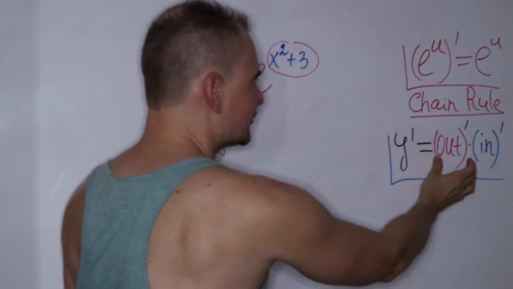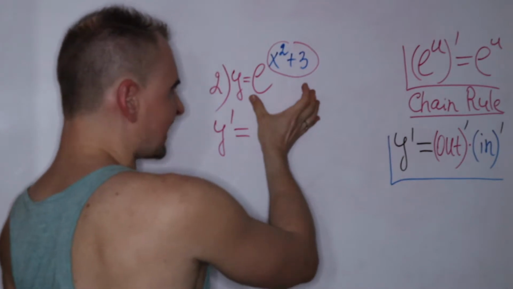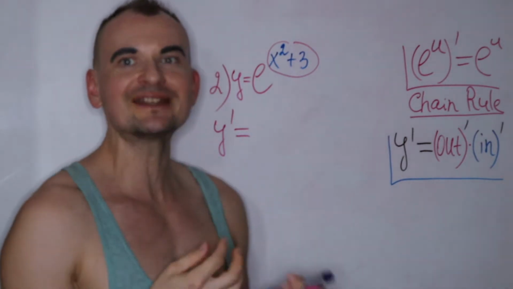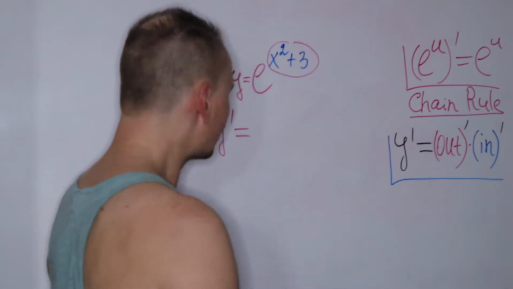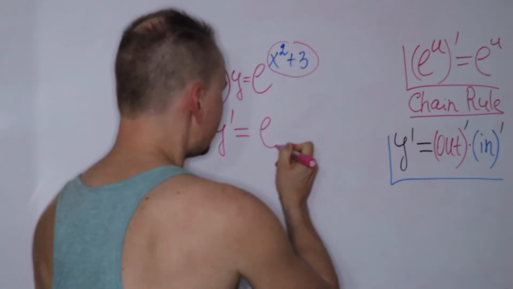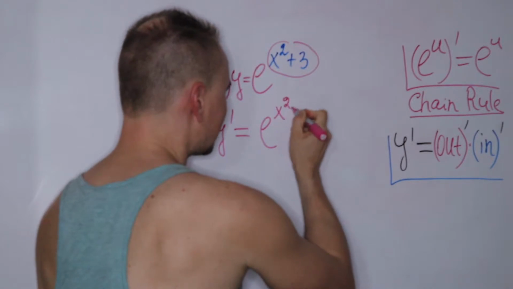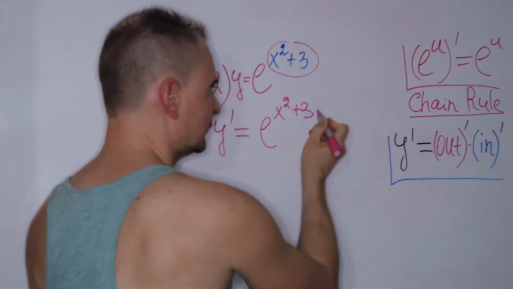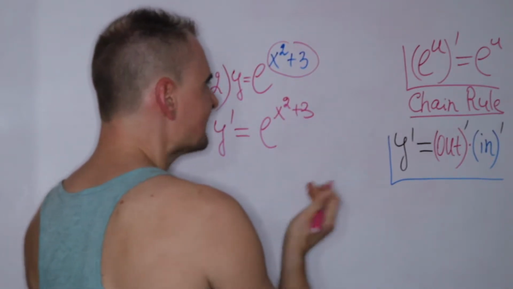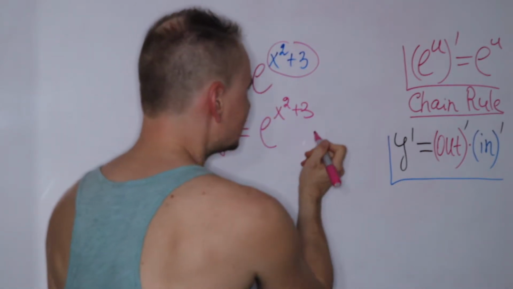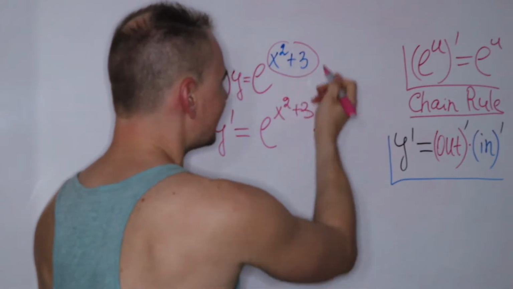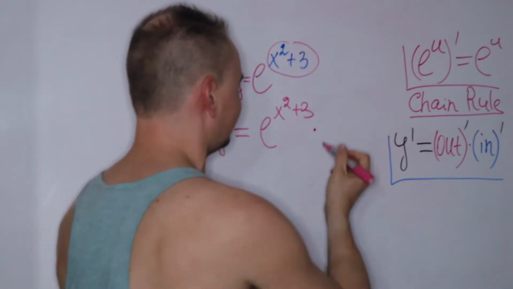So the chain rule says you need to take the derivative of the outside function. Your outside function is the exponential one, so it's e to the power. So it's going to be the same. It's going to be e to the x squared plus 3. So you don't want to change this exponent, this power. And we are not done yet. So this one gets multiplied by the derivative of the inside function.